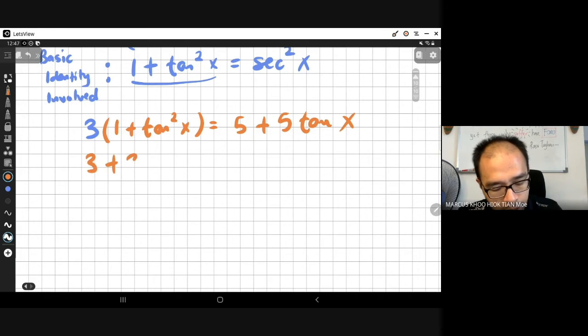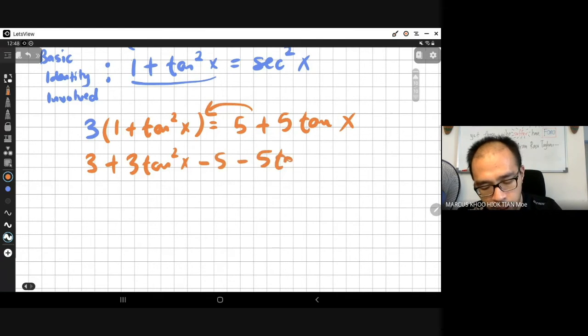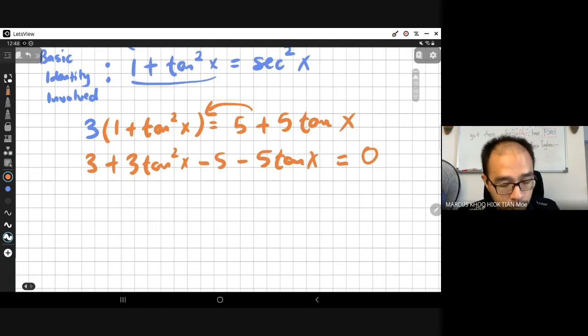Let me multiply this in. 3 plus 3 tangent squared x. Let me bring everything across. Minus 5 tangent x equals 0. Okay, simplify it, it will become 3 tangent squared x.